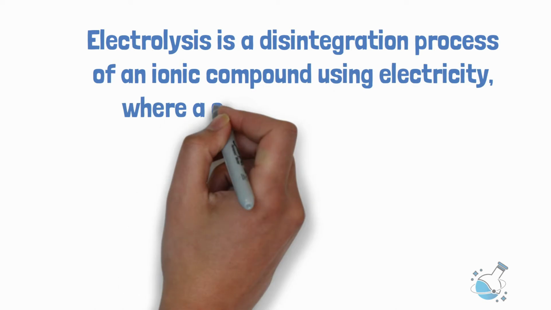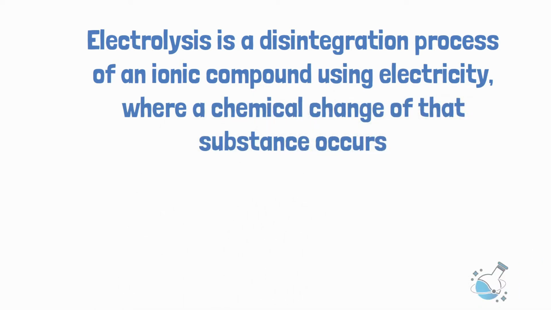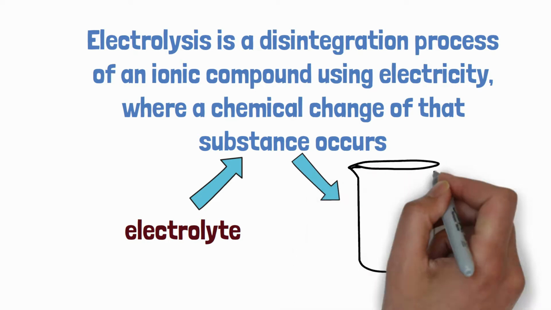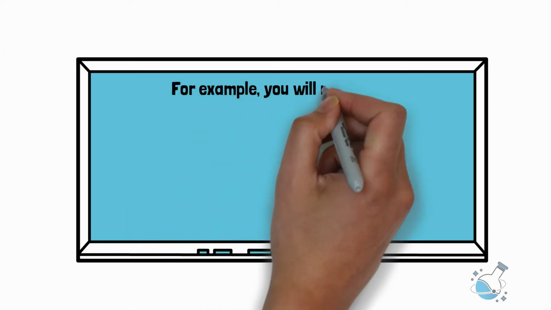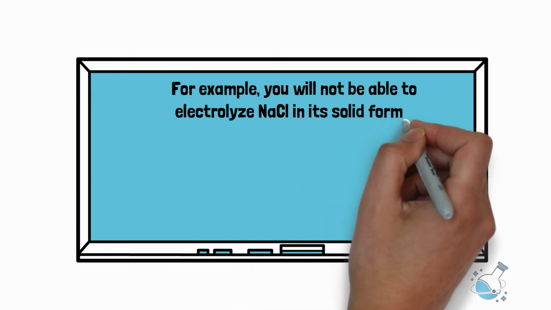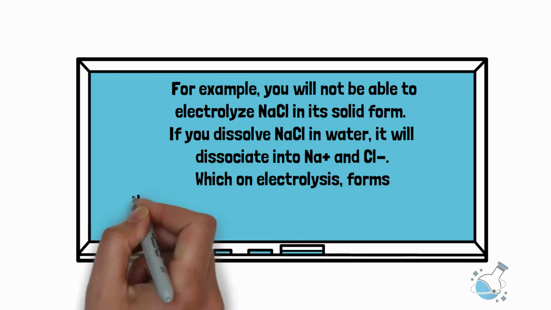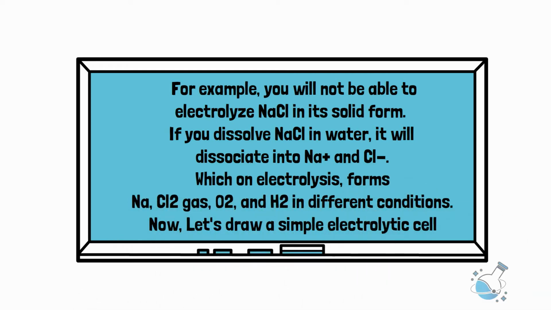Electrolysis is a disintegration process of an ionic compound using electricity, where a chemical change of that substance occurs. The substance which is disintegrated by electrolysis is known as an electrolyte. Again, the substance that you want to electrolyze must dissociate into its ionic form in an aqueous solution or molten state. For example, you will not be able to electrolyze sodium chloride in its solid form. If you dissolve sodium chloride in water, it will dissociate into sodium cation and chloride ion, which on electrolysis forms sodium, chlorine gas, oxygen, and hydrogen in different conditions.